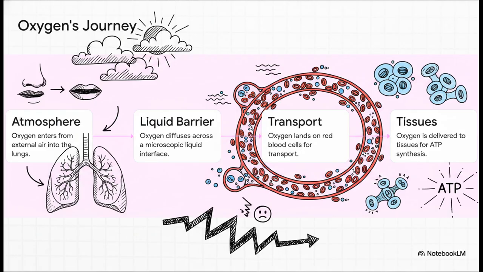This isn't just empty space. An oxygen molecule has to literally dissolve into a layer of pulmonary surfactant, pass right through the alveolar epithelial cell, cross a basement membrane, swim through interstitial fluid, and finally pierce the endothelial layer of the capillary just to hitch a ride on a red blood cell. From there, it's off to the tissues to synthesize ATP. This multi-layered liquid gauntlet is a massive physiological bottleneck. If diffusion across this space drags, your tissue starts screaming for oxygen immediately.